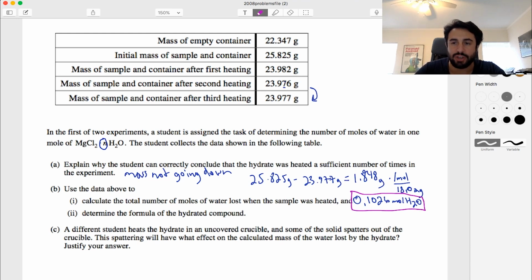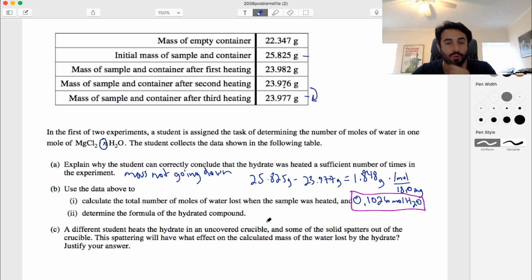So that was just, we need to know what these numbers are. We need to know that this is just the container. This is the container and the sample of the hydrate, and then this is the container and the sample with the water gone. So if we subtract this and this, we get just the water that was lost. So we get a mass of water, use the molar mass to convert to moles. Very straightforward. So 0.1026 moles of water.